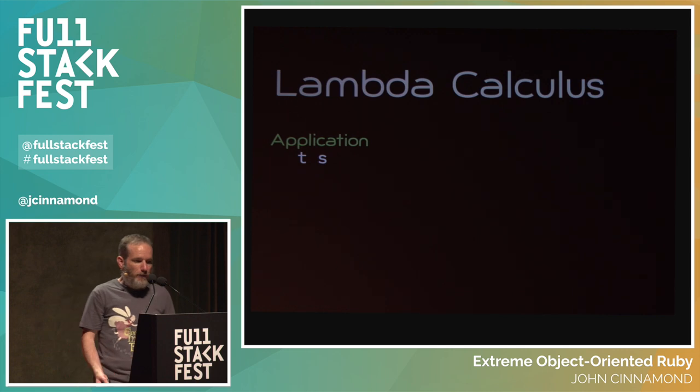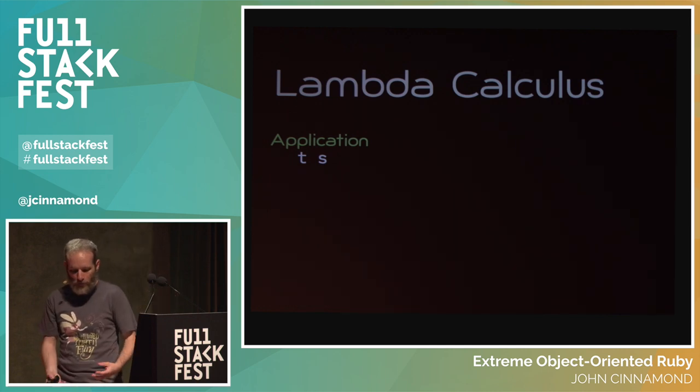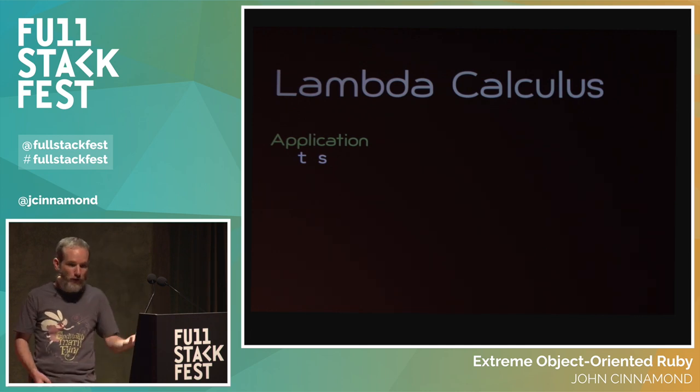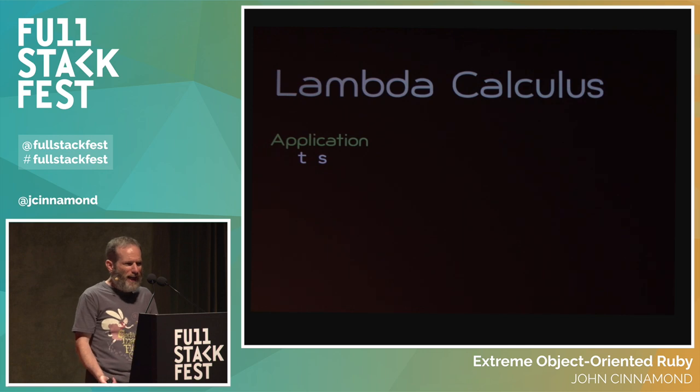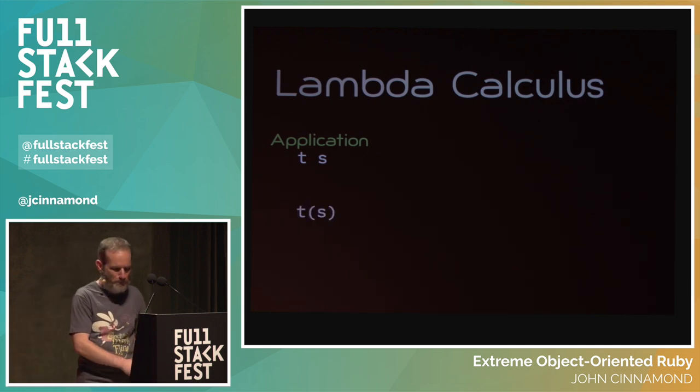OK, the final thing is lambda application. Now, this is two lambda terms side by side. A lambda term is just one of the three things we've seen. So it's a variable, it's a lambda abstraction, or it's another application. Application is a bit like calling a method. It's a bit like calling the method t and passing in the value s.